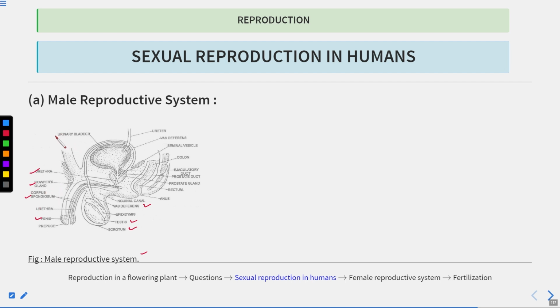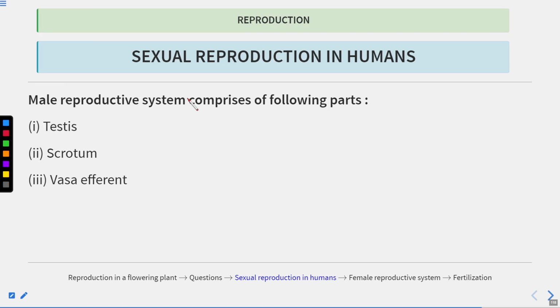Urinary bladder you can see, which stores the urine. This vas deferens is also very important. Seminal vesicle, I've told you it is also a secondary sex organ. Ejaculatory duct, all these are important. So first I'm showing you the image of the male reproductive system. Now you know the location of all these organs, secondary sexual organs. So this is the male reproductive system. Now we'll talk about all of these terms individually. Clear?